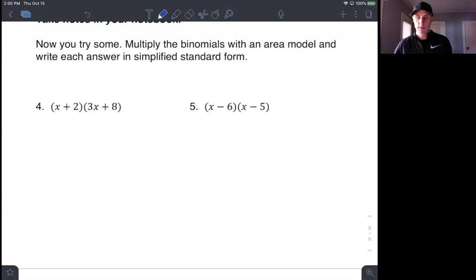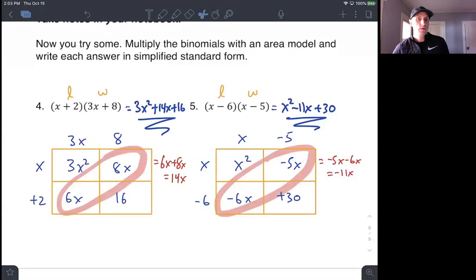All right, I'm going to show you my answers and we can talk about it real briefly here. Okay, so here's what I got. Just take a second and check your thinking there. What questions do you have?